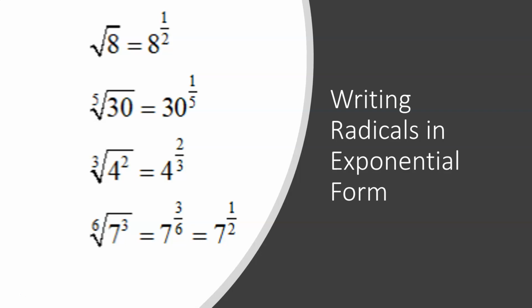The fifth root of 30 can be written as 30 to the 1/5 power. The cube root of 4 squared is 4 to the 2/3 power, and the sixth root of 7 cubed is 7 to the 3/6 power, and if you reduce it, that's 7 to the 1/2 power. Okay, so let's write some of these on our own.